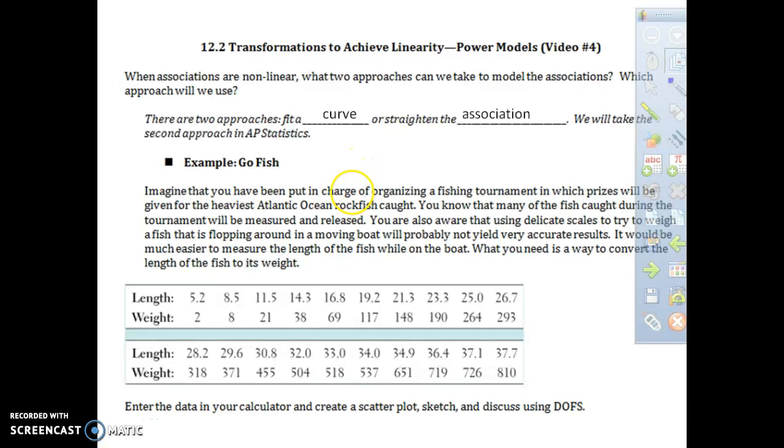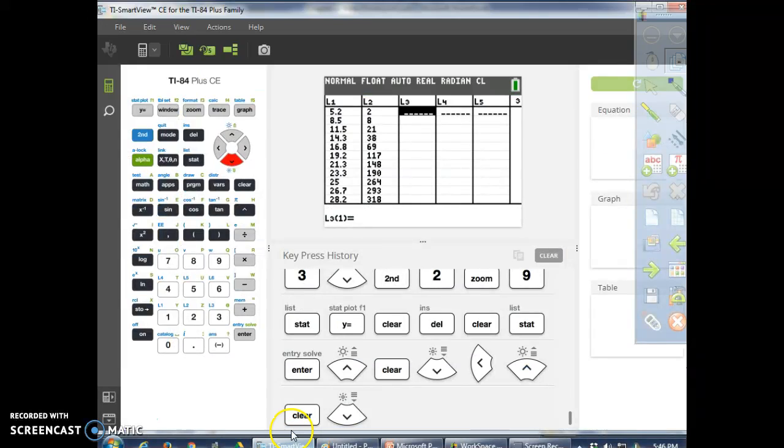So what we have here is some data, length and weight, and both are quantitative. So we're going to do a scatter plot of it, and we're going to look at it and analyze it using DOFs as always. But what they want to be able to do here is take the length of the fish and predict the weight of the fish. So let's look at this in our calculator. So go ahead and take a second, enter all this data into your calculator.